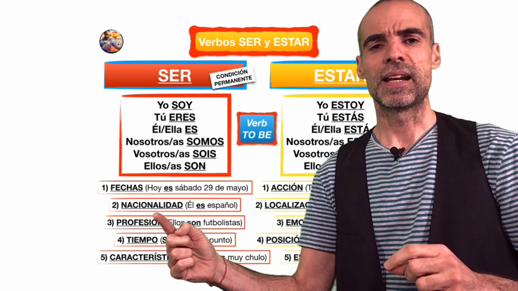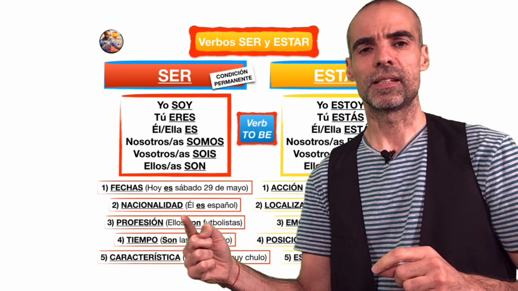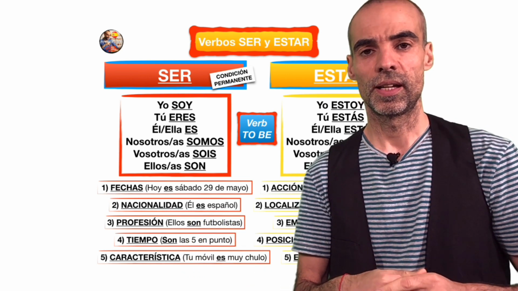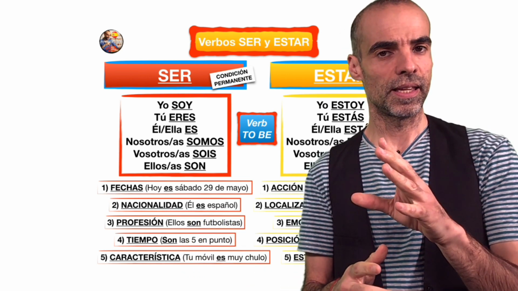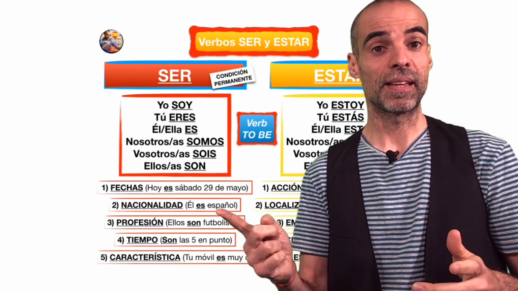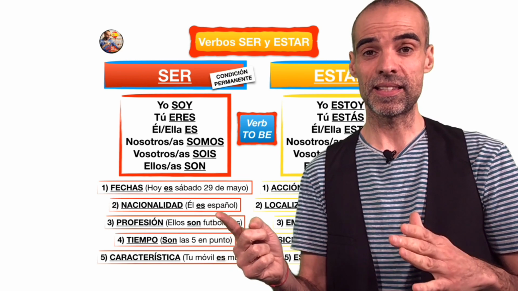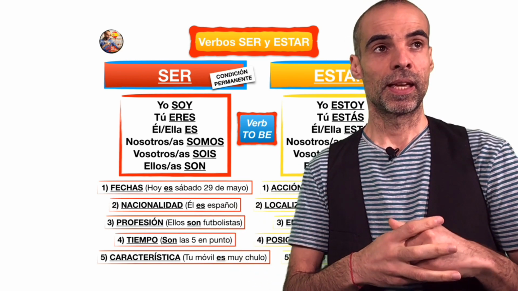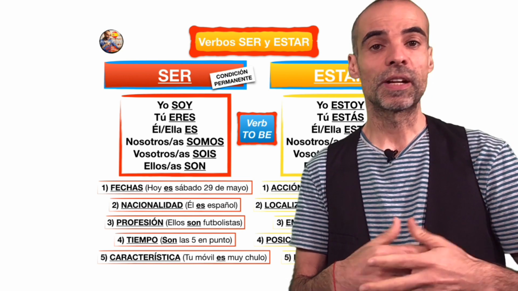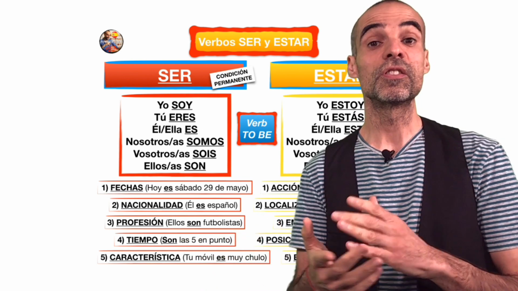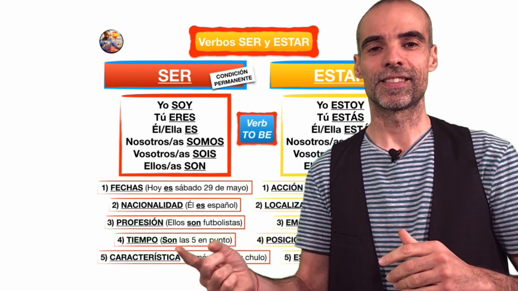Second category, nacionalidad, nationality. Él es español, he is Spanish. We don't say él está español. No, we say verbo ser, él es español. Ella es americana. Ellos son franceses. French, okay? You can check the video nationalities and countries.